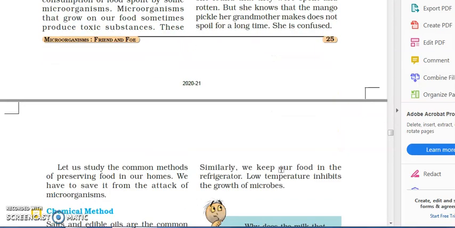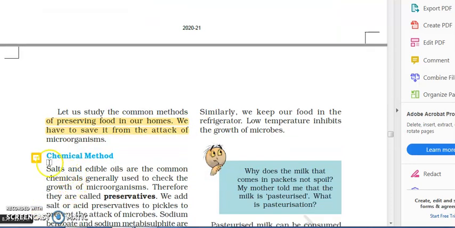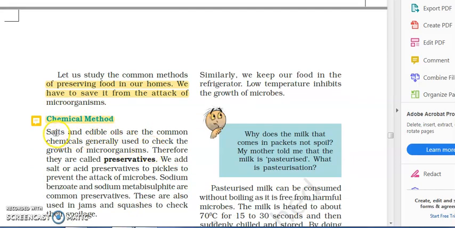Now we will discuss how we can preserve our food at home. For this we have certain methods. The first method we use to preserve food at home is known as the chemical method. In this method we use salt and edible oil, chemicals generally used to check the growth of microorganisms, and salt and edible oils are generally known as preservatives.